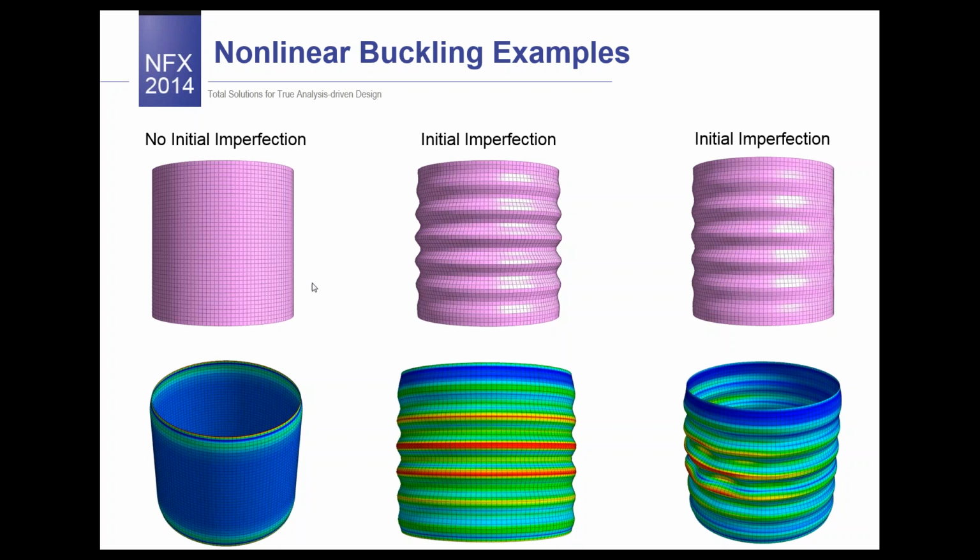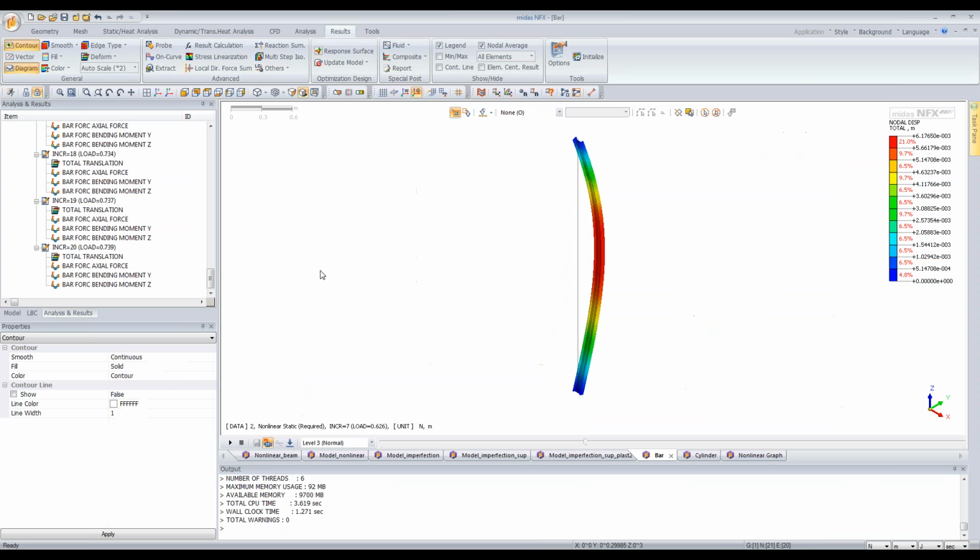So to avoid that, this initial imperfection is necessary, and we can use this technique for the analysis of post-buckling cases, let's say. So how to do that in Midas FEA? Let me switch to the software again.